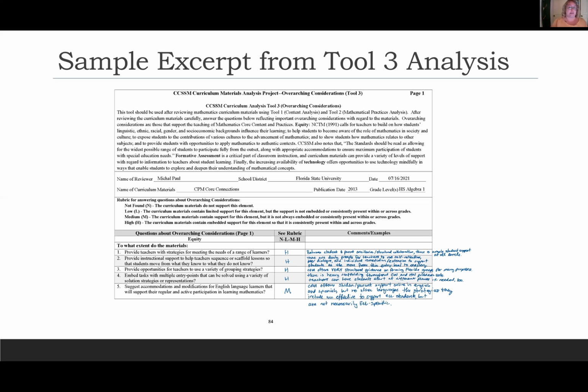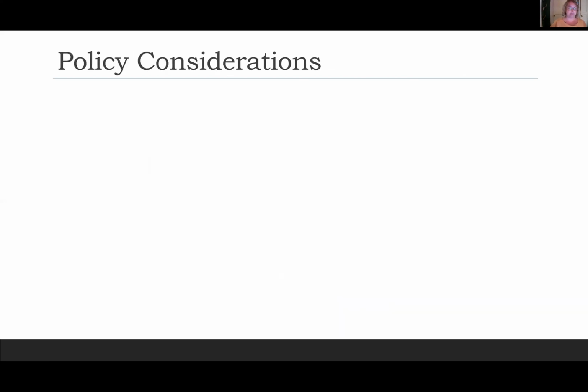CPM offers very structured guidance on forming flexible groups for many purposes. There's heavy scaffolding throughout classwork and homework problem sets. Teachers can have students start at different places if needed as well. CPM offers student-parent support online in English and in Spanish, but not in any other languages. The strategies they include are effective to support ELL students, but are not necessarily ELL specific.